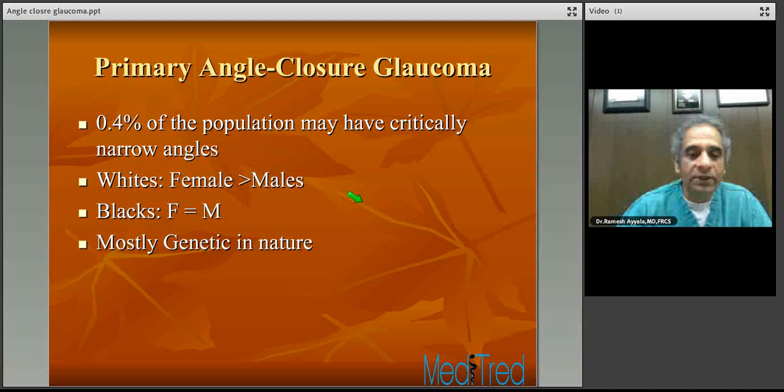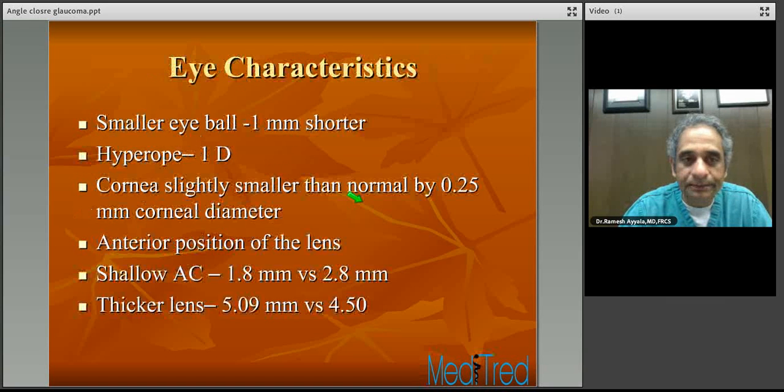It's mostly genetic in nature. We do see quite a few patients in the area that are practiced here in New Orleans. The characteristics of the eye that are likely to develop an acute attack of glaucoma: smaller eyeballs, at least 1 millimeter shorter. These are usually hyperopes by about 1 diopter.